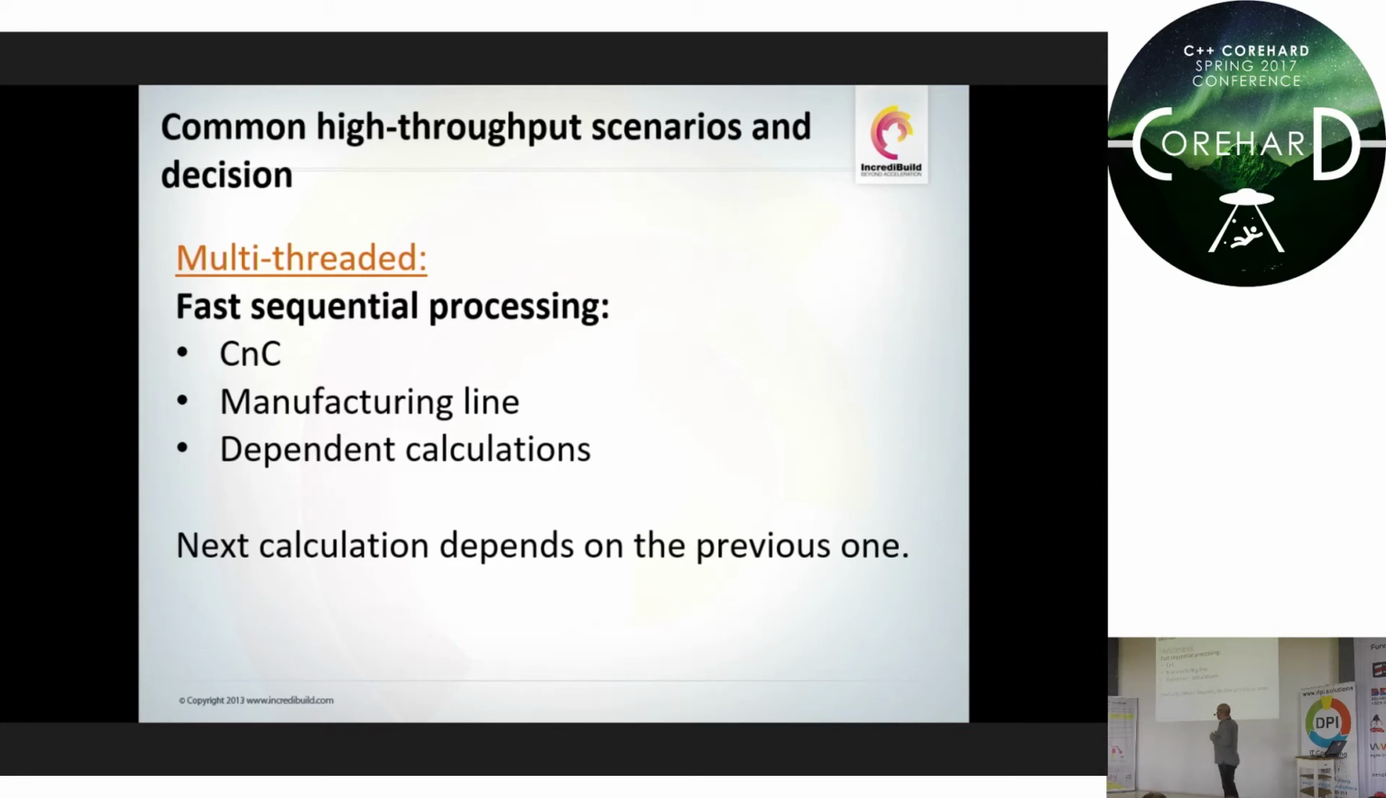Another one is when you have sequential processing. You want to have a lot of threads or a lot of tasks, but each one relies on the other. For example, cutting applications, a manufacturing line, or dependent calculation. This is usually multi-threaded as well.